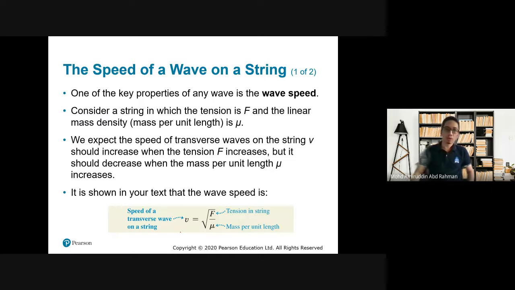We can also measure the speed of the wave. It equals the square root of F over mu, where F is the tension of the spring, and mu is the mass per unit length, also called the mass density.